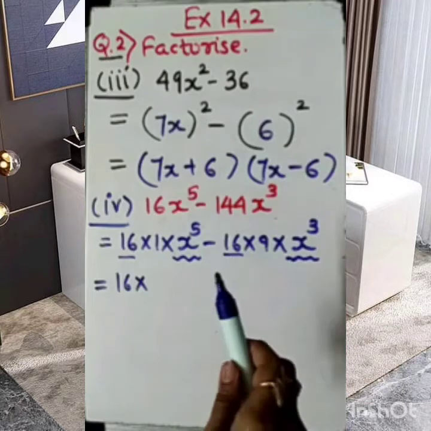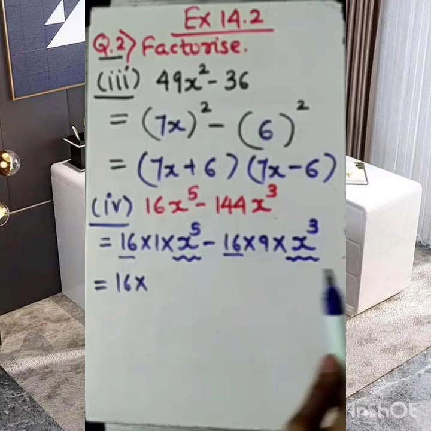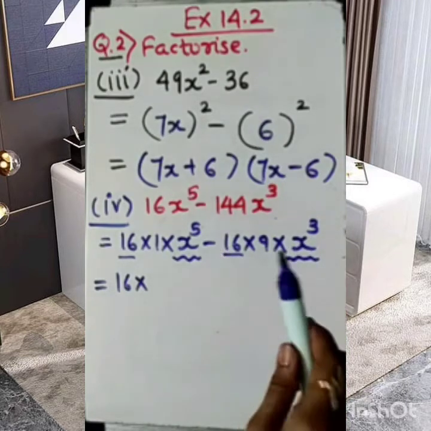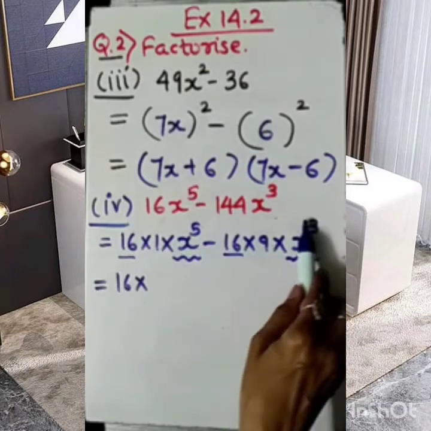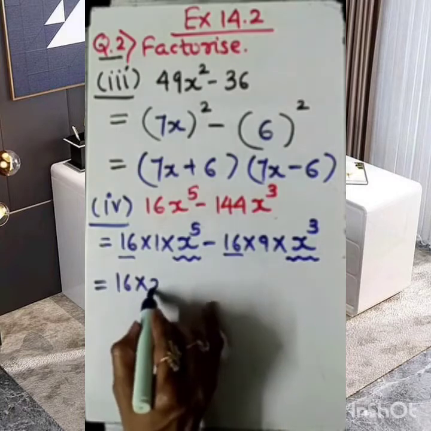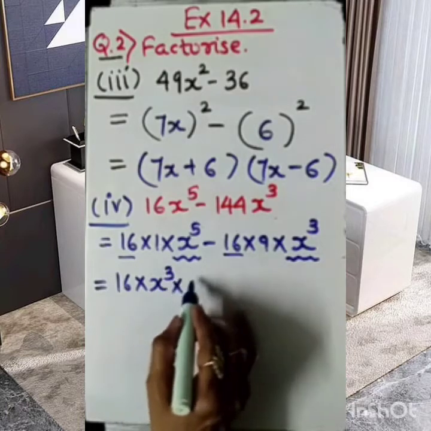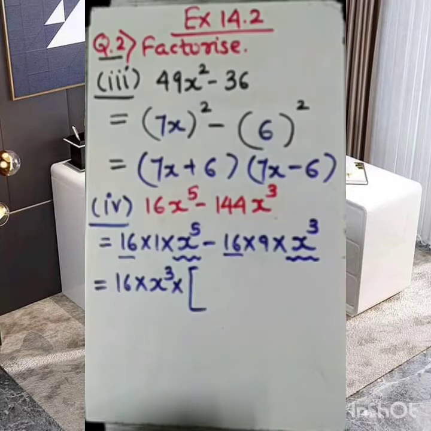x into x into x into x into x. x cube means x into x into x 3 times. So which one is lowest here? The lowest is x cube. So I need to take out x cube outside the bracket. Now what will be left inside?